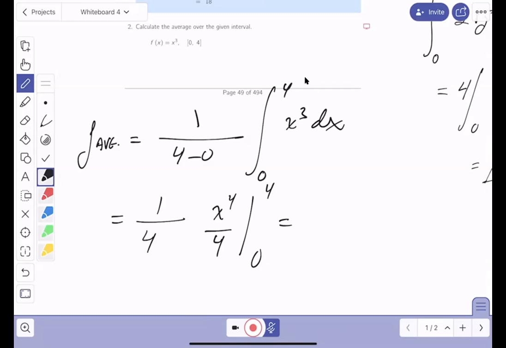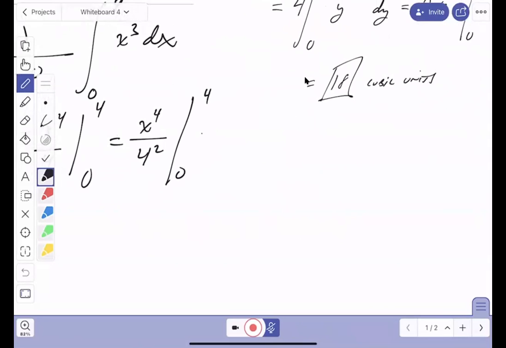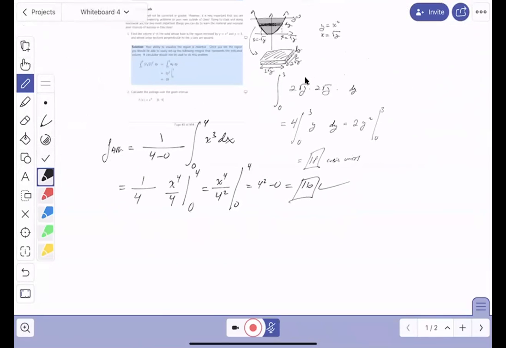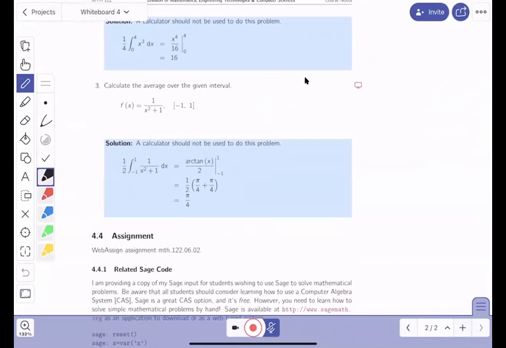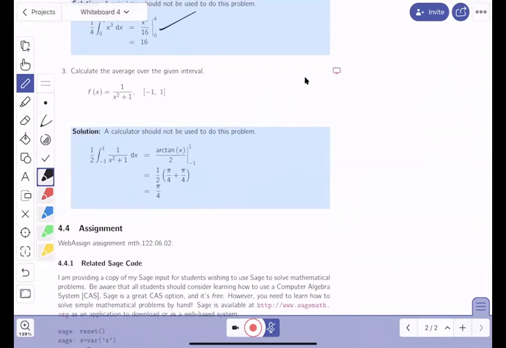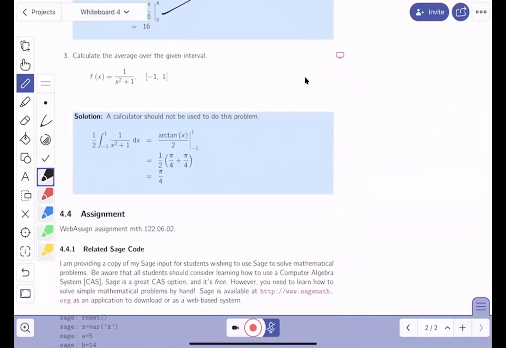Well, let's see, that's going to be 1/4 times x to the 4th over 4, from 0 to 4. I really mean it's a gift problem, if I did it right. So you'd get 4 to the 4th over 4, which would be 4 squared, minus 0, which is 16. All right, let's go to the next page and see how we did. Wow, 16. No problem there.